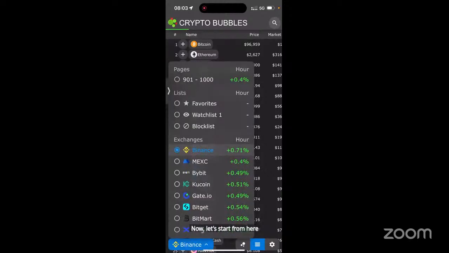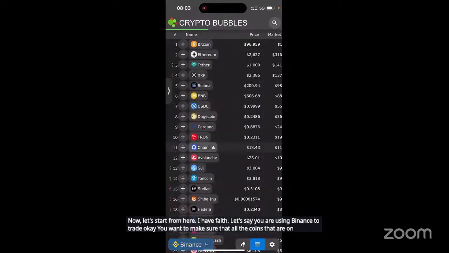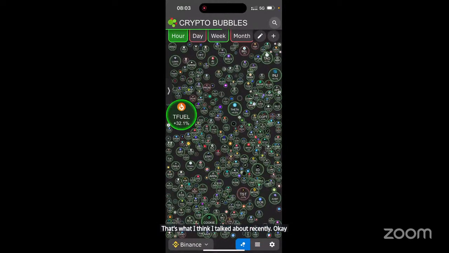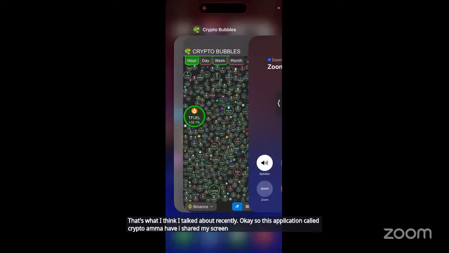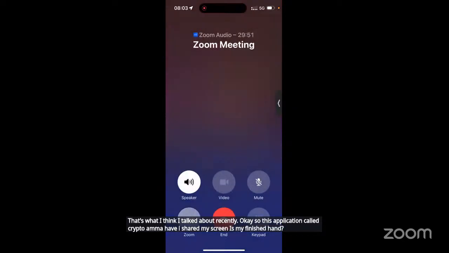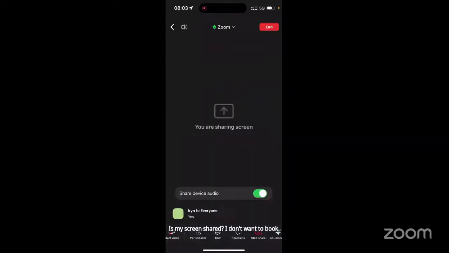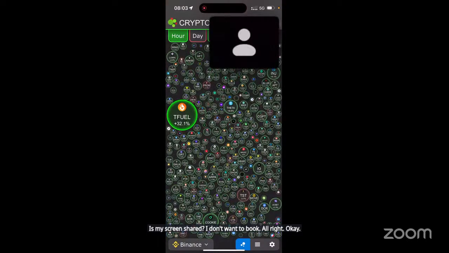Let's say you are using Binance to trade, okay? You want to make sure that all the coins that are on Binance, you can be able to access them. That's what I talked about recently. So this application called Crypto Bubbles. Have I shared my screen? Is my screen shared? Okay, all right. So I hope you can see.